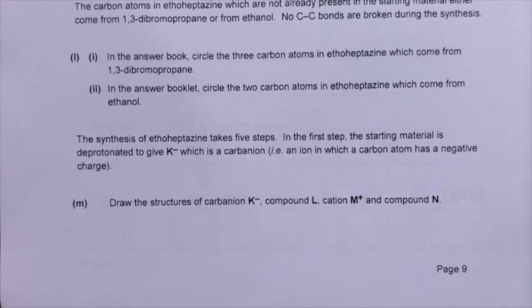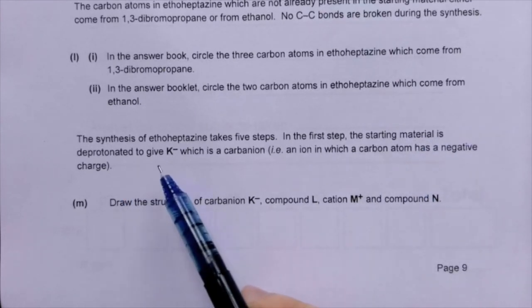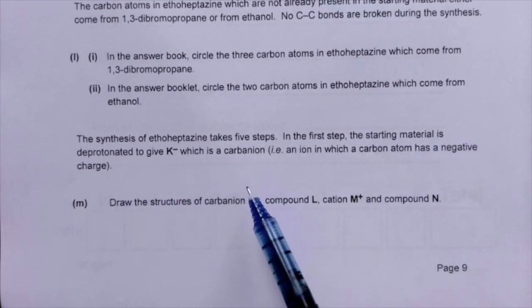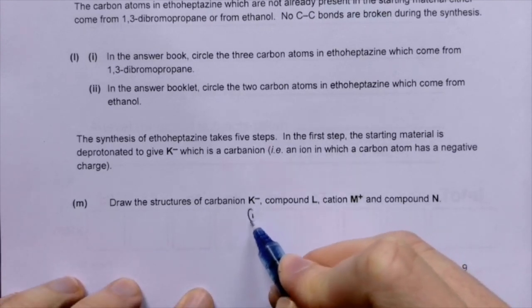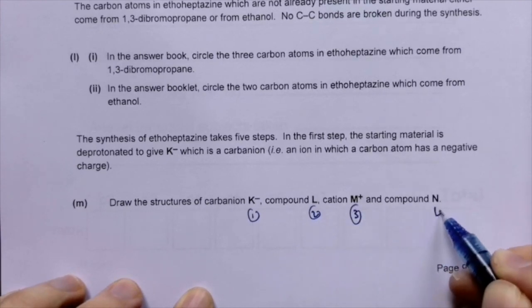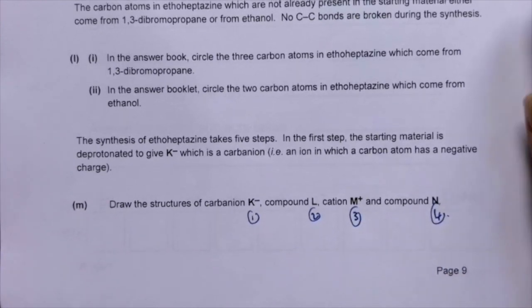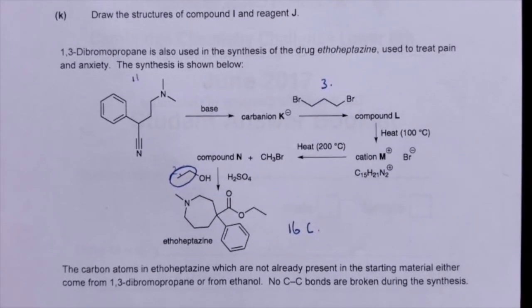The synthesis of ethoheptazine takes 5 steps. In the first step, the starting material is deprotonated to give K-, which is a carbanion. Draw the structures of carbanion K-, compound L, cation M+, and compound N. Right, so now unfortunately you do need to know what's happening. So this is how you do this question.